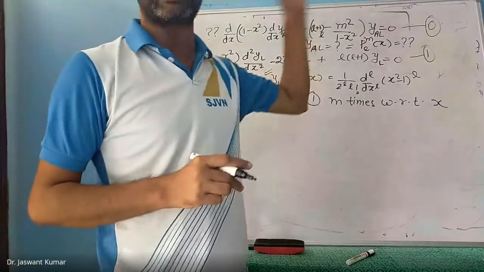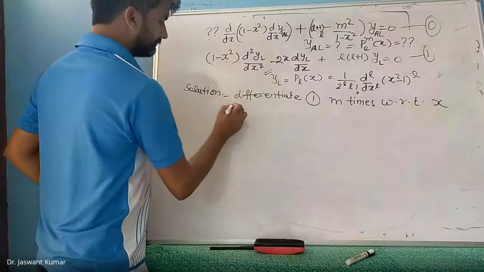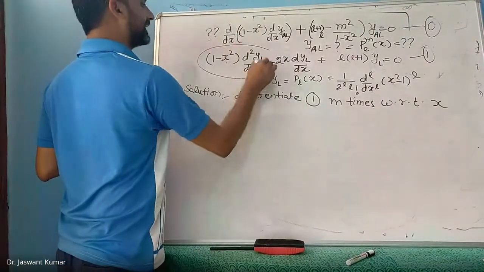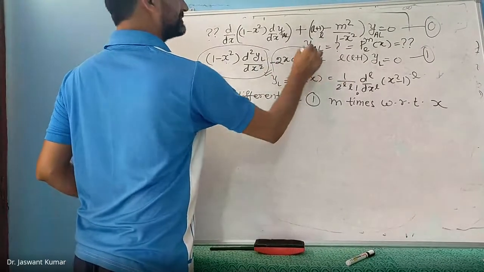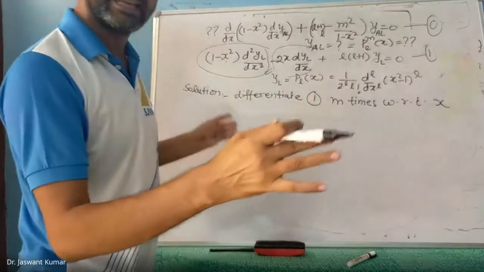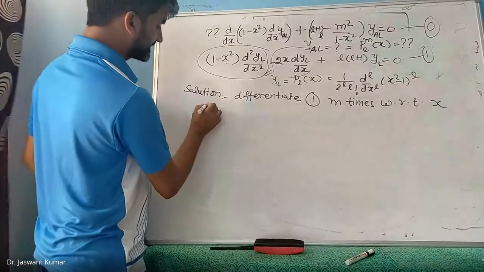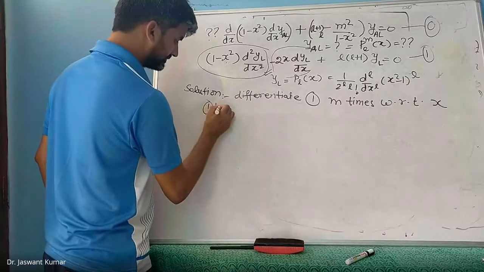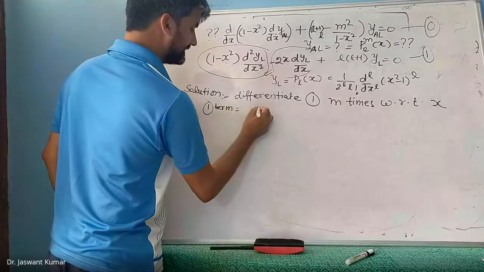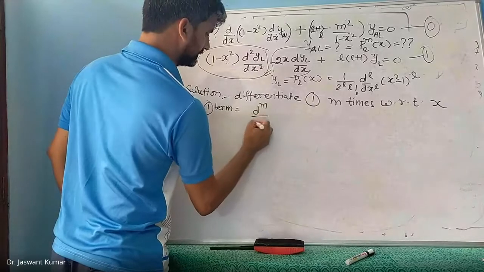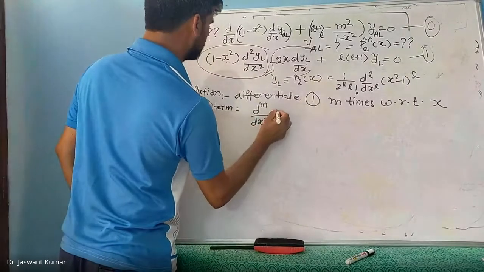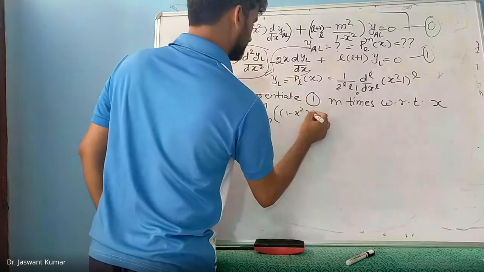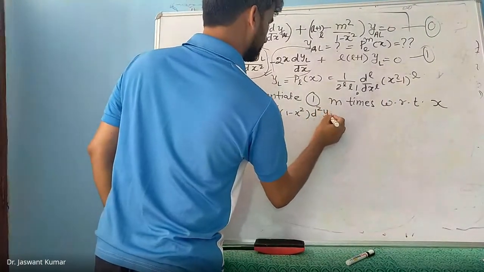So that means we go term by term. So this is like differentiate this term, differentiate this term, differentiate this term, and then add all those three. So we write the first term. First term is d^m by dx^m of (1 minus x square) d^2y_l by dx^2.